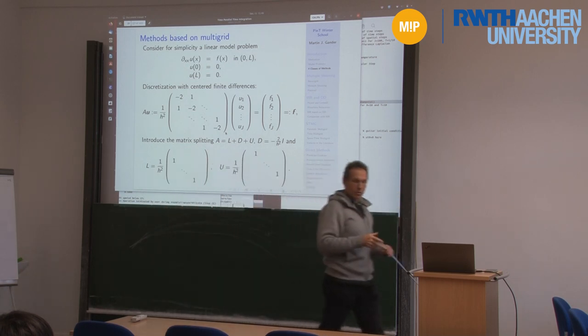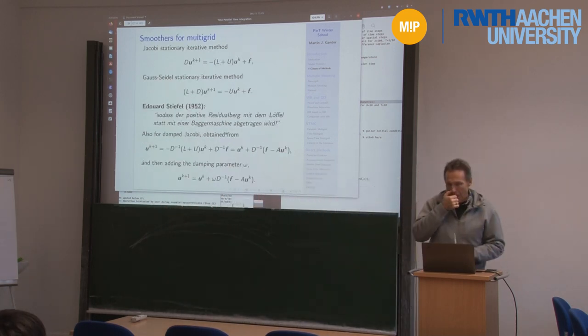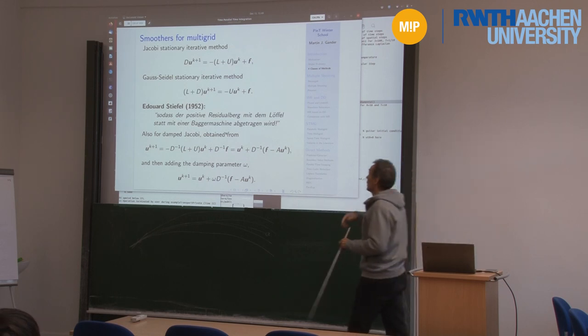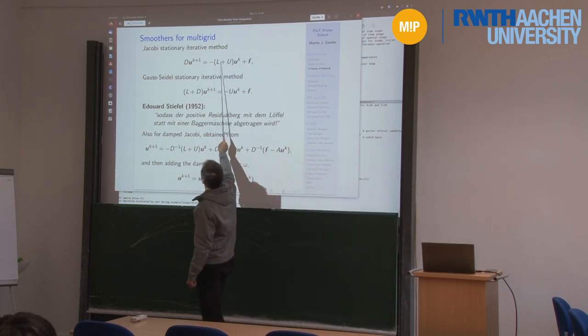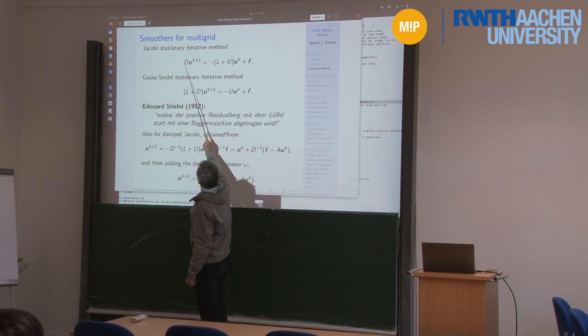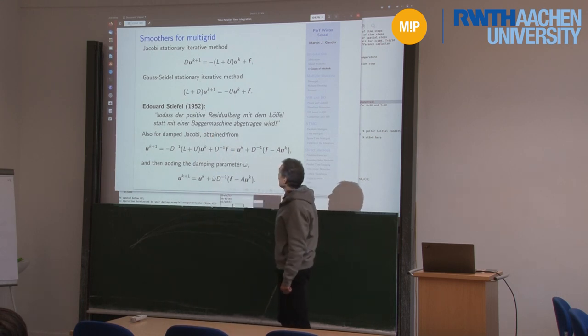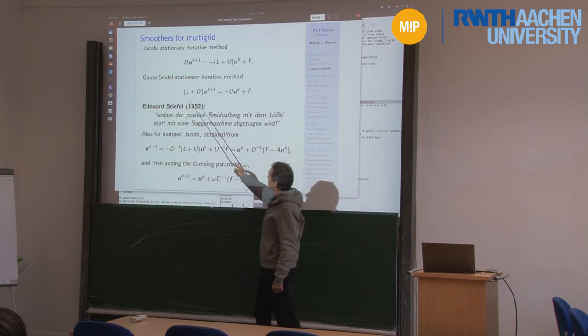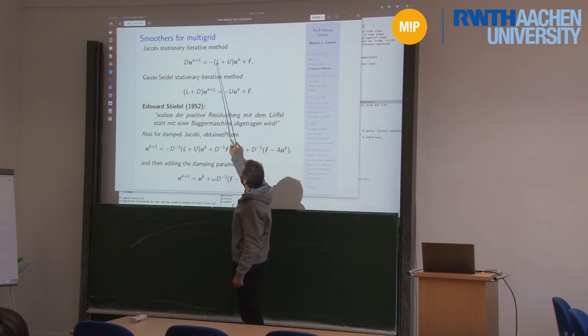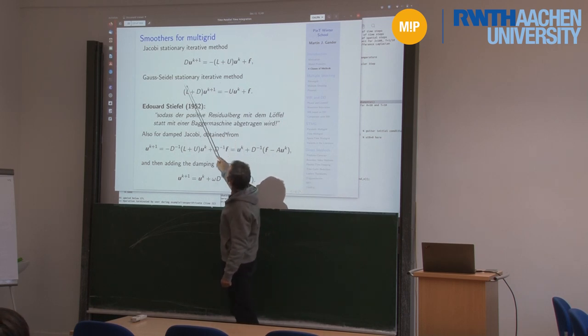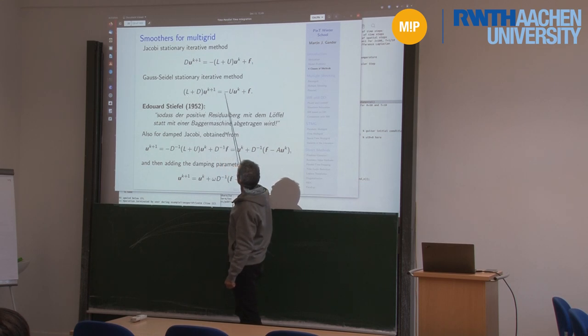And now the first thing you need for a multigrid method is a smoothing iteration. And for this, you either use Jacobi or Gauss-Seidel. The Jacobi iteration means you keep the diagonal on the left, and you put the lower and upper triangular part to the right. And then you iterate like this. This is a stationary iteration invented by Jacobi in 1848. Or you can use the Gauss-Seidel stationary iteration, which means you keep this L on the left as well. So you have (L plus D) u^(k+1) equals minus U u^k plus f.